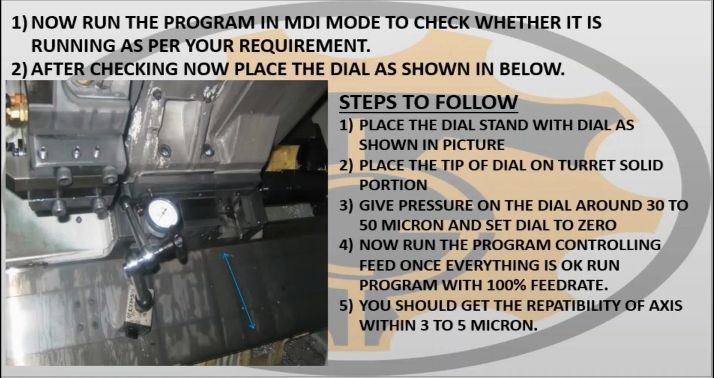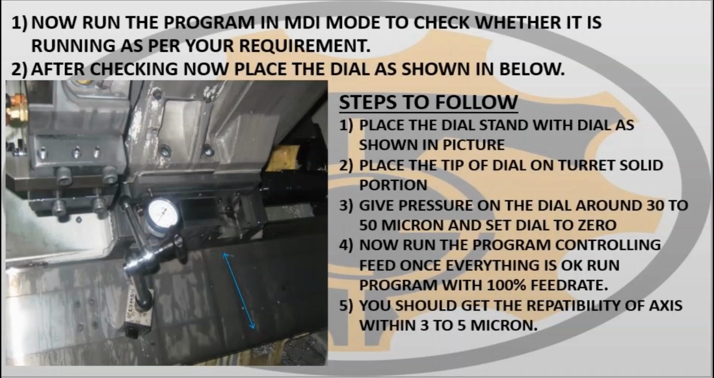Now run the program in MDI mode to check whether the axis is running as per requirement. Then after, follow the steps as given below. Place the dial stand and dial as shown in the picture. The tip of the dial should be on a solid turret portion. Give pressure on the dial of around 30 to 50 micron and set the dial to 0.